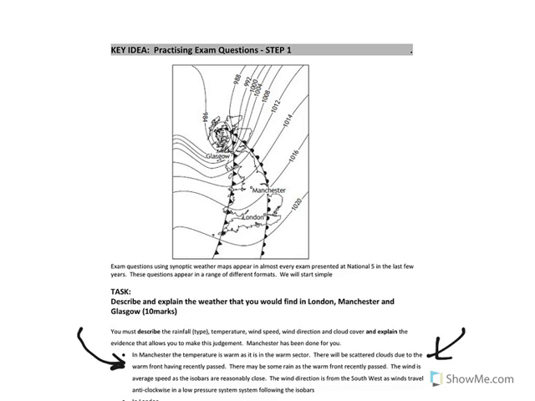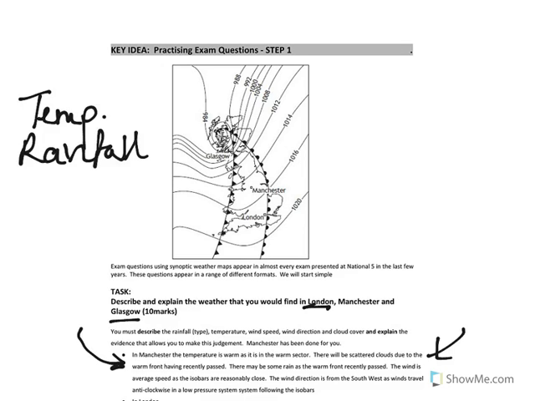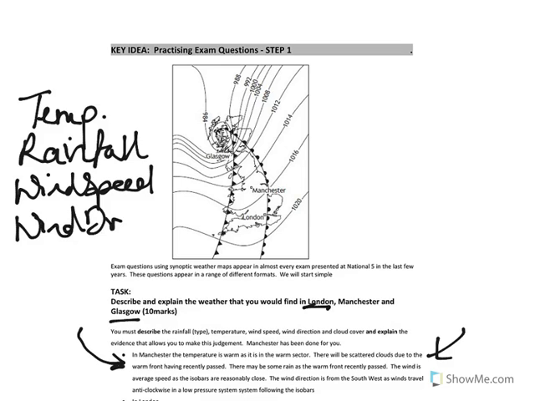For the other two cities, in this case London and Glasgow, you want to be able to tell me what the temperature is in London and Glasgow. What is the rainfall? Is there any rain? Or if there isn't any rain, tell me that there is no rain. What's the wind speed like? Where's the wind coming from? And what's the cloud cover like?